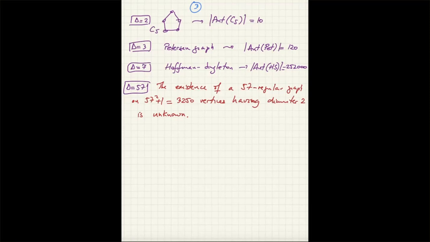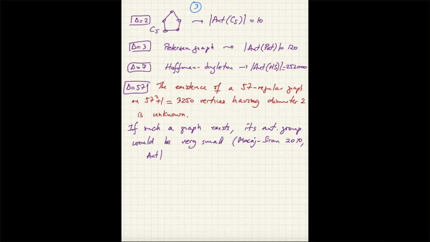And there are some people I know that believe such a graph exists, and there are some people that think such a graph doesn't exist. One thing is known, that if such a graph exists, its automorphism group would have to be very small. And I think Mackay and Shiran in 2010 proved that the size of the automorphism group would be at most 375. It's likely that this has been improved since then, but again, you have a graph on 3,000 or more vertices, and its automorphism group is quite small. So that's what I wanted to say about this part.